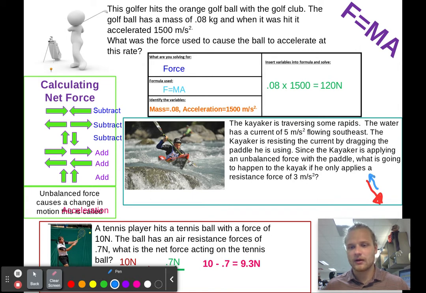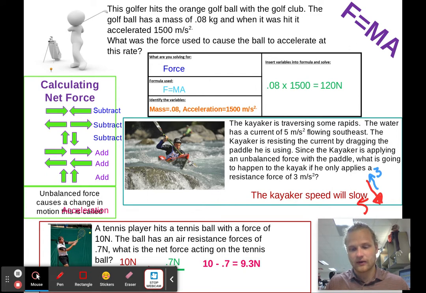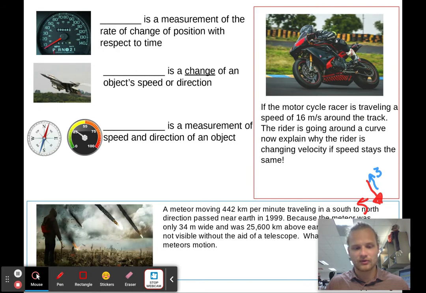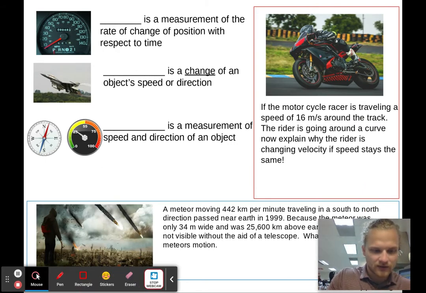Since the kayaker is applying unbalanced force with the paddle, what is going to happen to the kayak if he only applies a resistance force of 3 meters per second? So he's got 3 this way, and we have 5 going this way. So our overall answer is he's going to slow down. And if you were to do the math, he should have about 2. Let me just go back to pen, clear the screen, and then back to our mouse again.